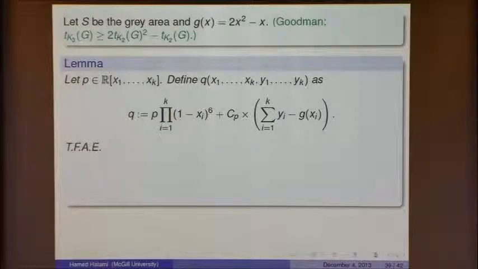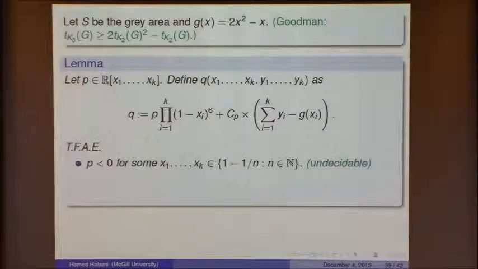Now, this is my reduction. I'm claiming that the following are equivalent. One is that p can be made negative by some assignment of these kinds of numbers to variables. And we know checking this is undecidable because of Matiyasevich's result. And the equivalent thing is that this new polynomial q is negative for some values of xi and yi which come from the gray area. So all these things are only allowed to be picked from the gray area.